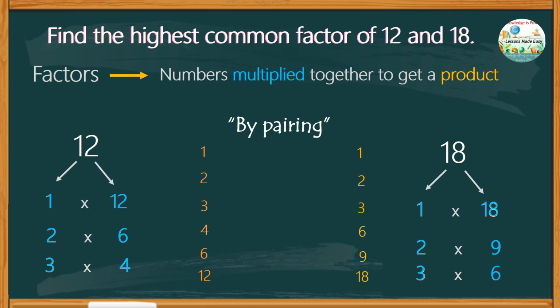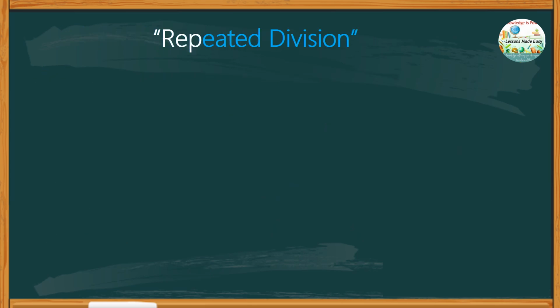Now that we have the factors of 12 and 18, let's see what numbers are common in both. We have 1, 2, 3, and 6. Among the common factors, obviously, the highest number is 6, and therefore the highest common factor of 12 and 18 is 6.